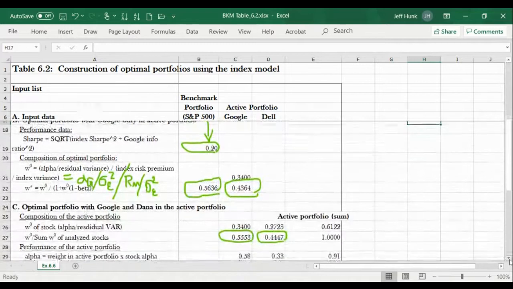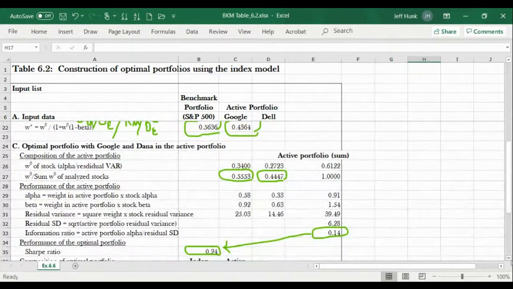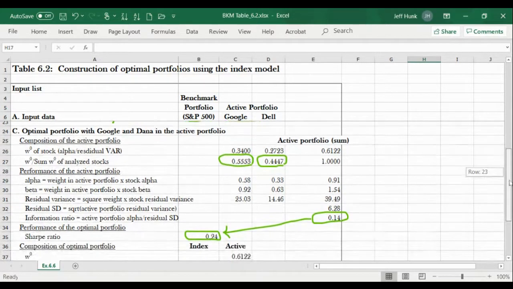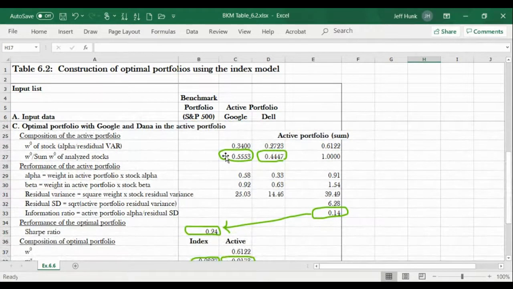And so now we extended to two assets in the active portfolio, both Google and Dell. So we extended. Now we're running out of time, so I cannot go through everything. But we know how it is done now.